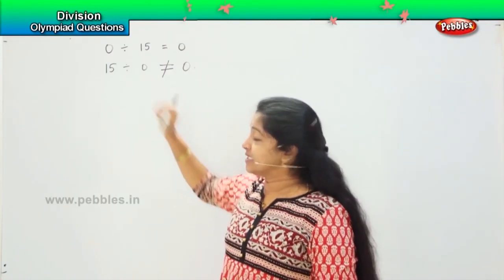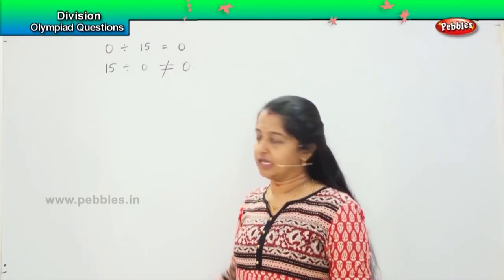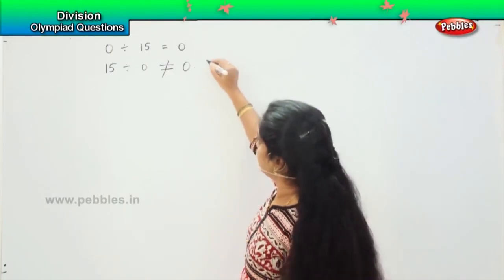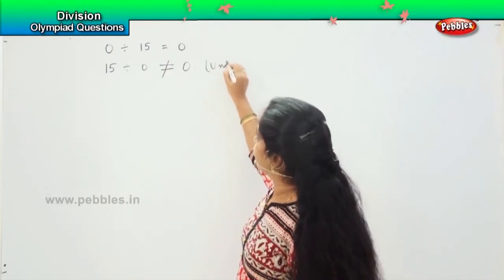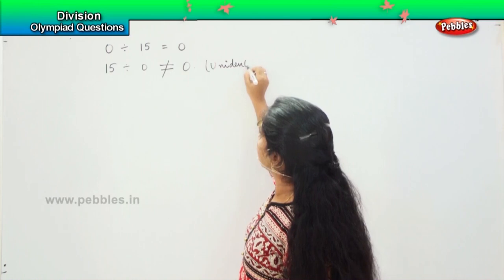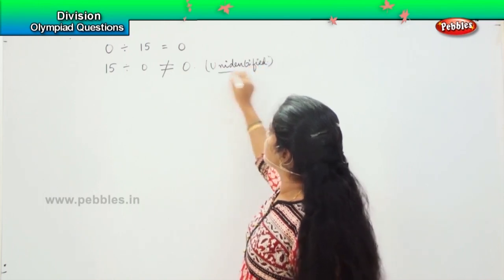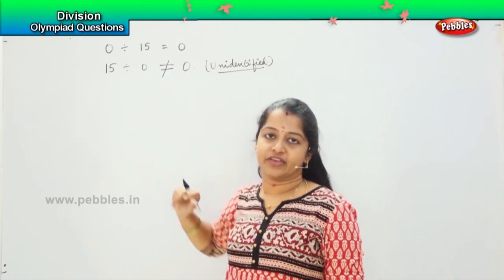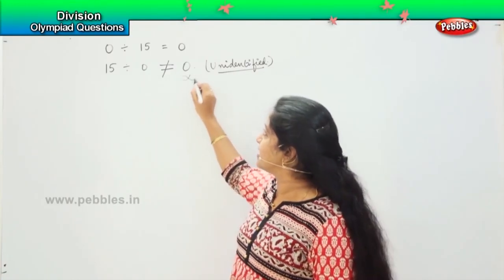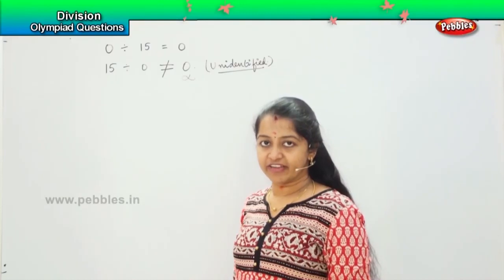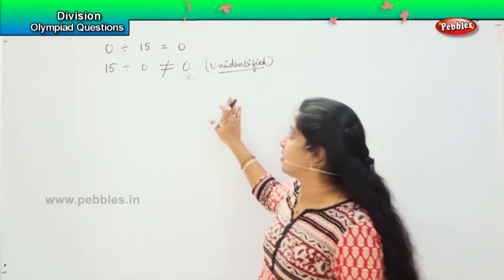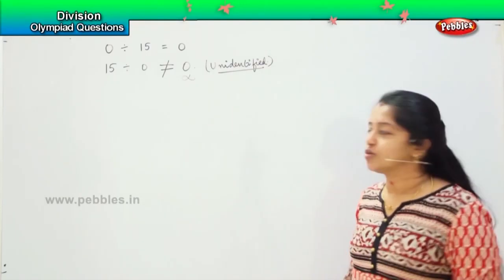But if any number is divided by 0, that cannot be identified. It is undefined. It is not possible to identify, so usually we write the answer as infinity. Fine. So based on this, we will be solving a few sums.